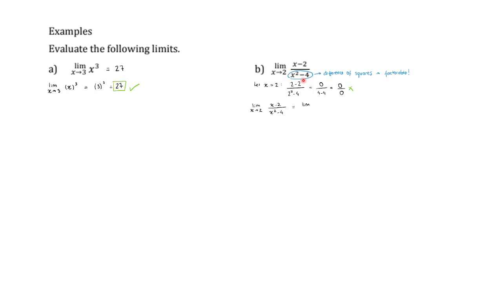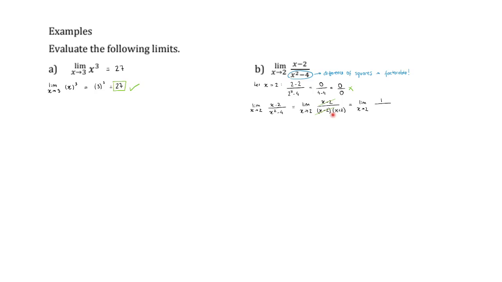As a difference of squares, we are just going to take a negative term and a positive term. So that's going to give us (x minus 2) times (x plus 2). And now we might notice that we can cancel out the numerator with one of the terms in the denominator. And this is going to give us the limit as x approaches 2 of 1 over (x plus 2).